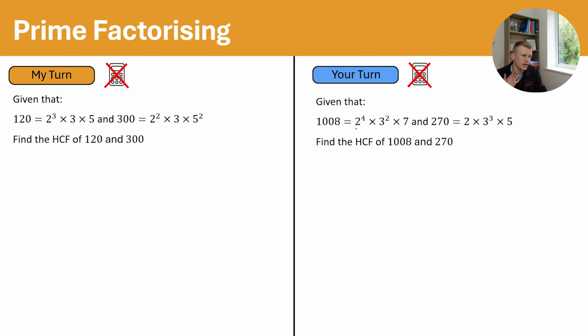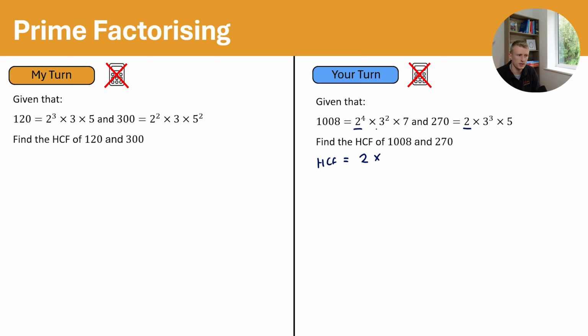Given that 1008 is 2 to the power of 4 multiplied by 3 squared multiplied by 7, and 270 is 2 multiplied by 3 cubed multiplied by 5, find the highest common factor of those two numbers. Let's consider all the factors that they have in common. Let's look at our 2's to start with. This has 2 to the power of 4 and this has 2. So they only have one 2 in common.